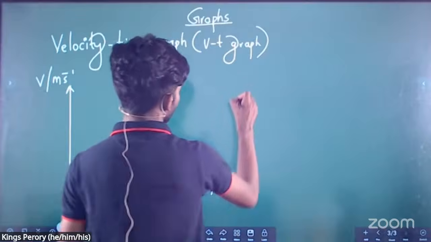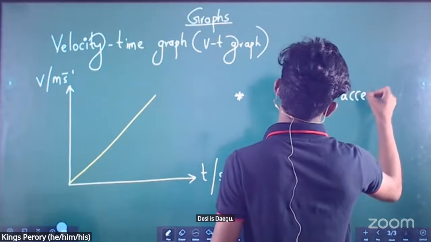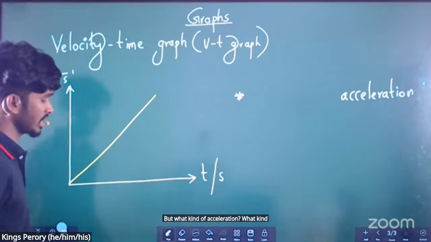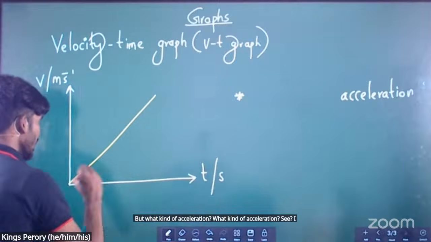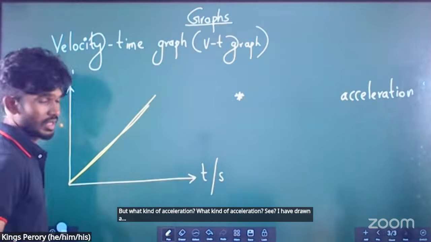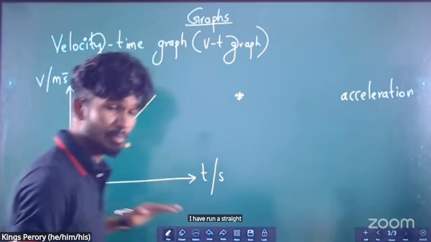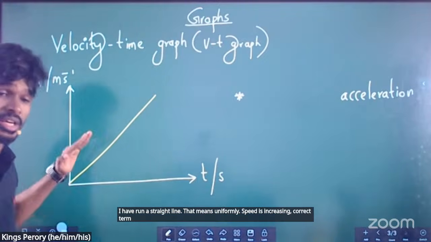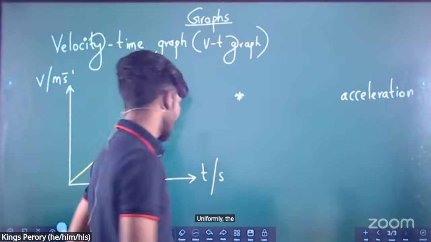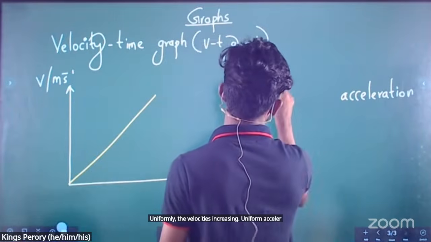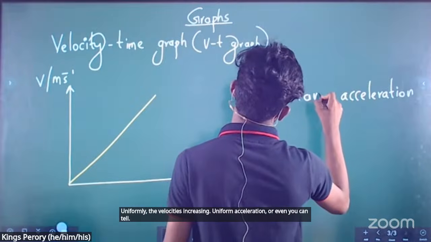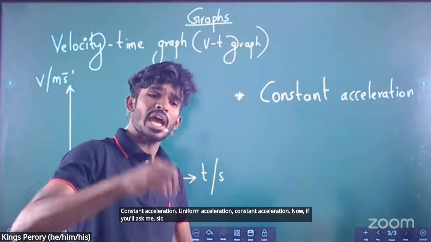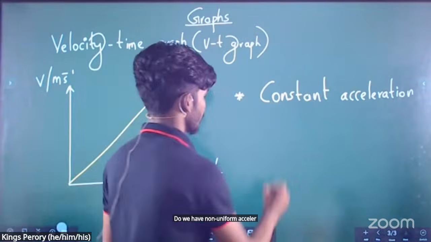There you go, acceleration. But what kind of acceleration? See, I have drawn a straight line. That means uniformly speed is increasing. The correct term is velocity. Uniformly the velocity is increasing. Uniform acceleration, or you can even say constant acceleration. Now you'll ask me, sir, do we have non-uniform acceleration? Yes. Look at this graph.